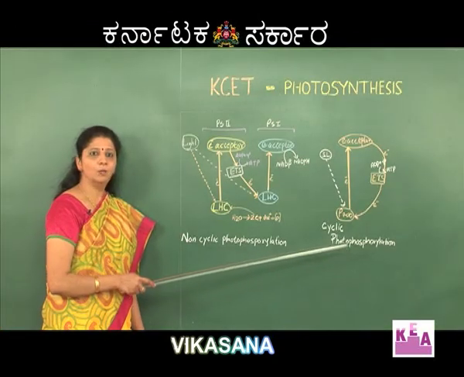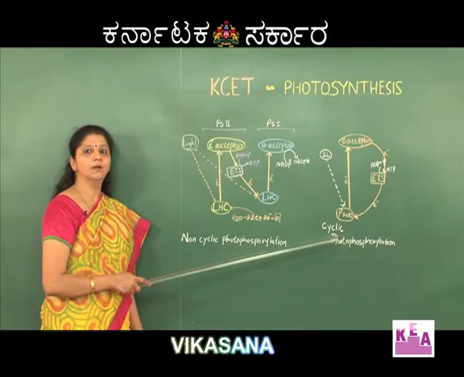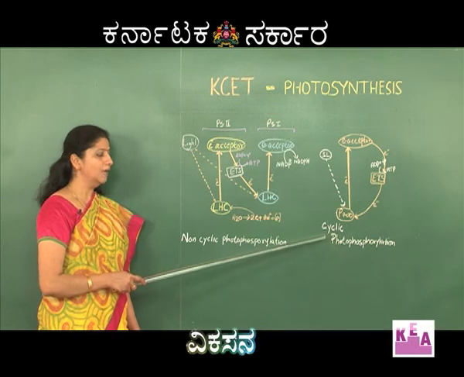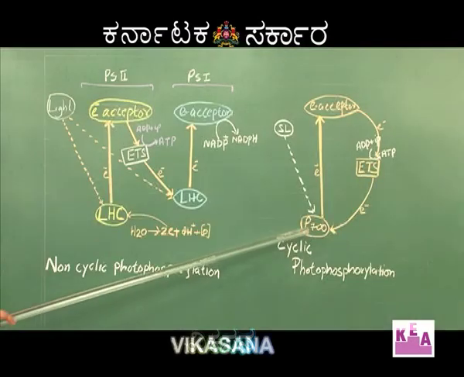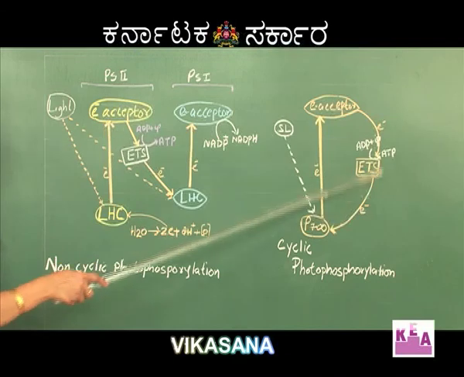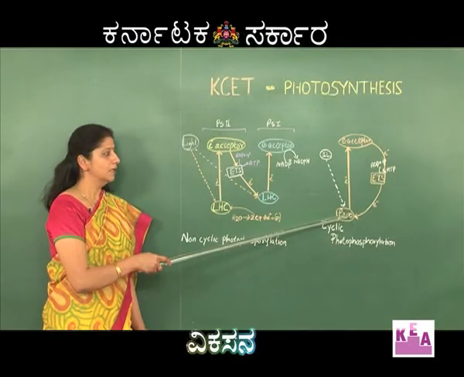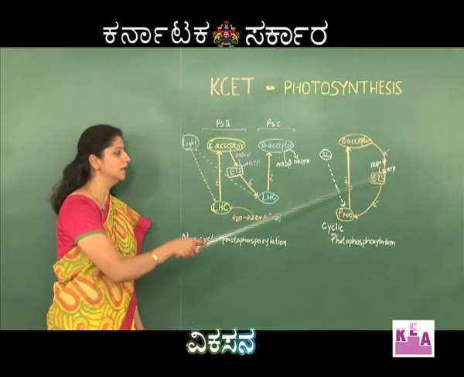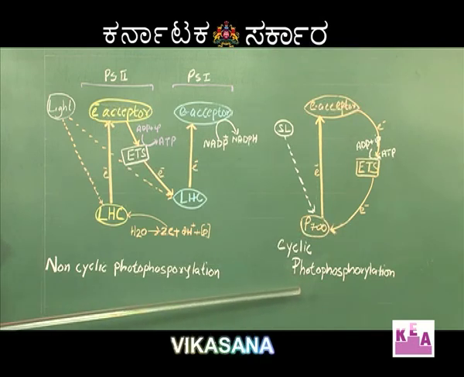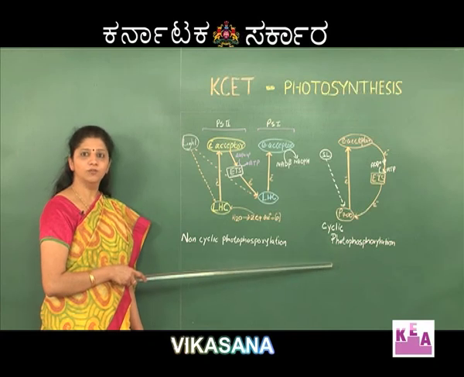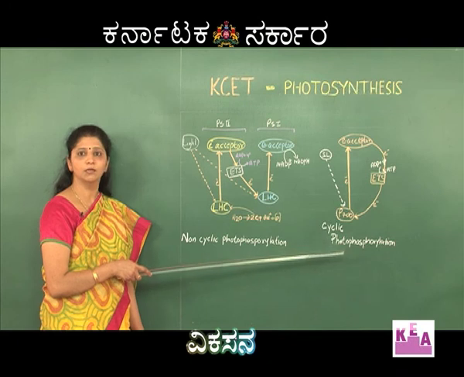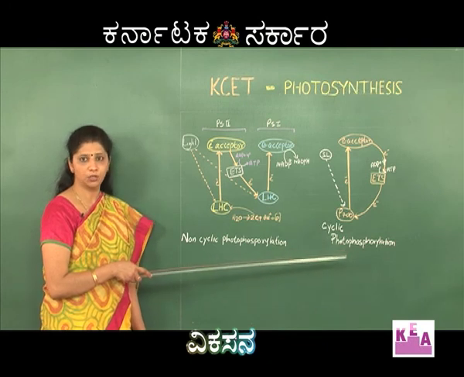Now I will explain why this phosphorylation is called cyclic photophosphorylation. In cyclic photophosphorylation, the electrons expelled from PS1 come back to PS1. That means the path of electrons here is cyclic, so this is called cyclic photophosphorylation. In cyclic photophosphorylation, there is production of ATP molecules, but there is no NADPH production.